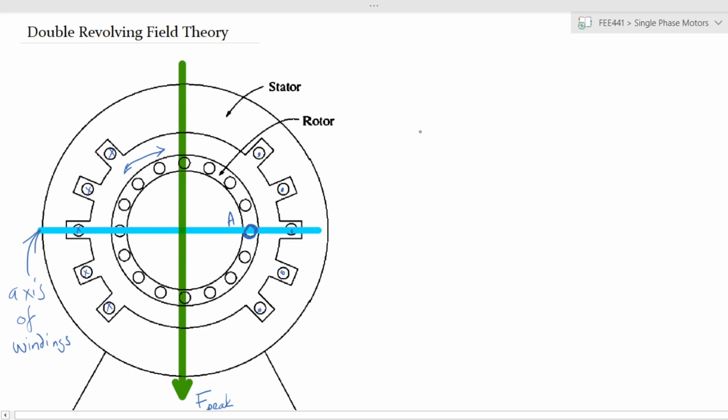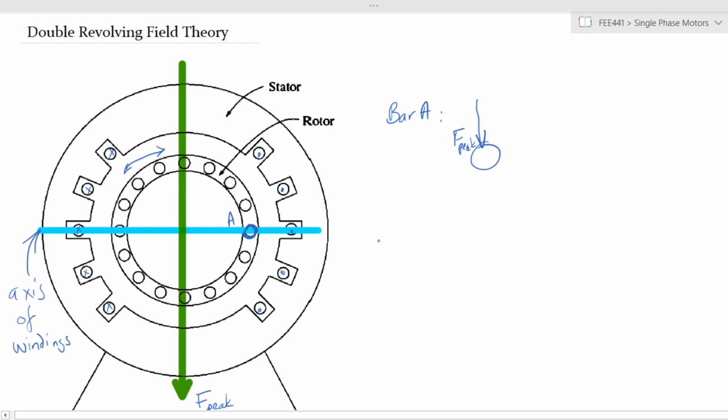The forces acting on bar A will be looking in this direction. Now we have F peak. Let's call this F peak. That is the resultant, that is what we have called our resultant force due to the magnetic field within the stator.